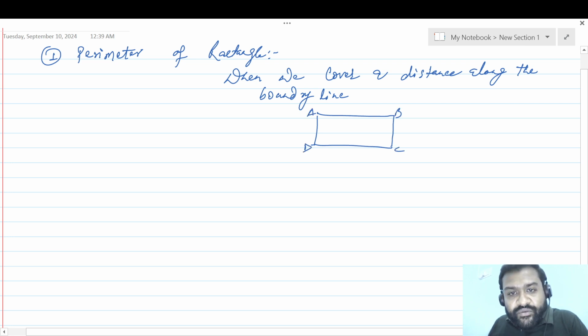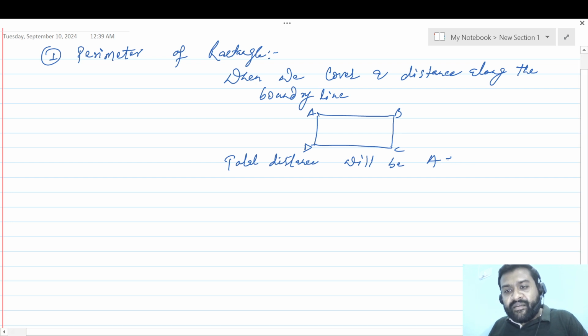So perimeter is to cover the boundary line. The boundary line will be AB, BC, CD, and DA. So the total distance will be line AB plus BC plus CD plus DA.